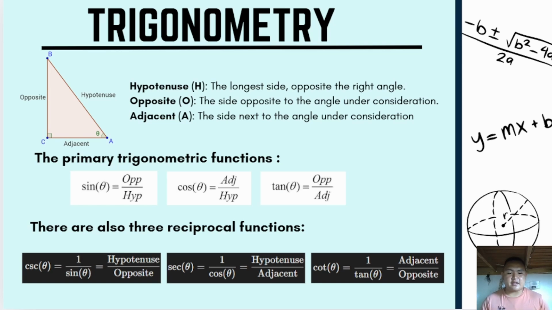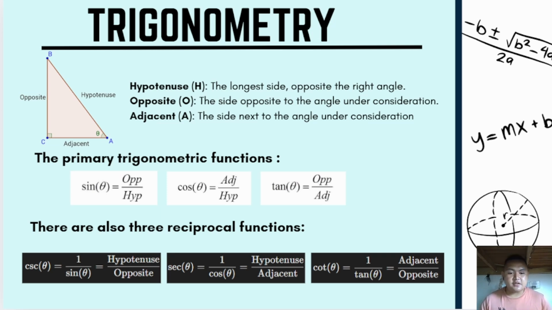These are the primary trigonometric functions. Sin theta equals opposite over hypotenuse. Cos theta equals adjacent over hypotenuse. Tangent theta equals opposite over adjacent.